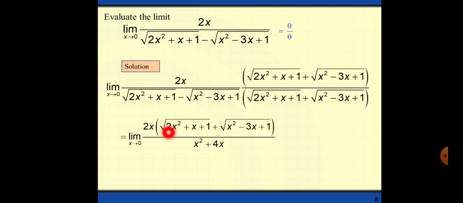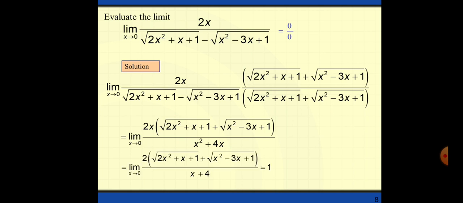After simplifying them, you will have x squared plus 4x. And after that, we have x as a common factor here, so we can delete this x with x here. So we have 2 above, and below we have x plus 4. After that, you can substitute x equals 0. After substitution, you will find that the final answer is 1.